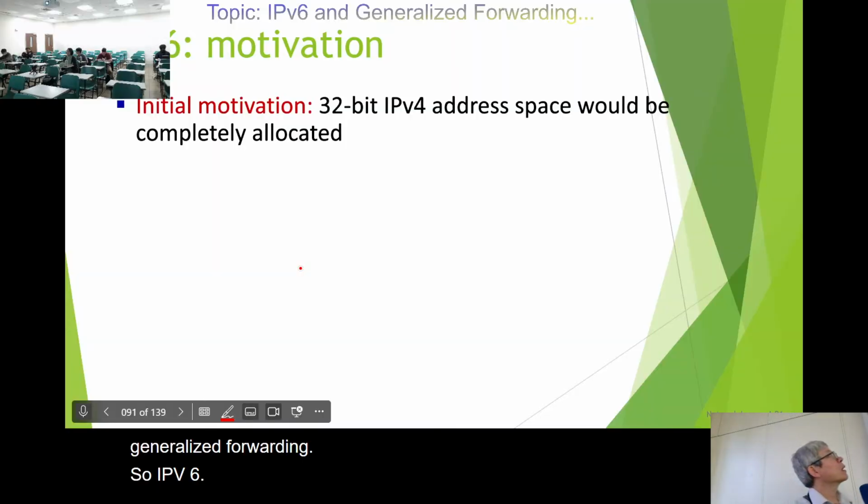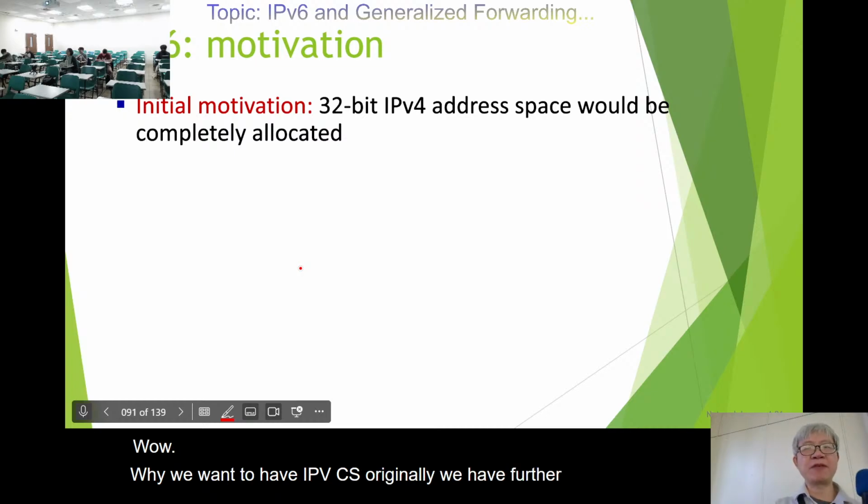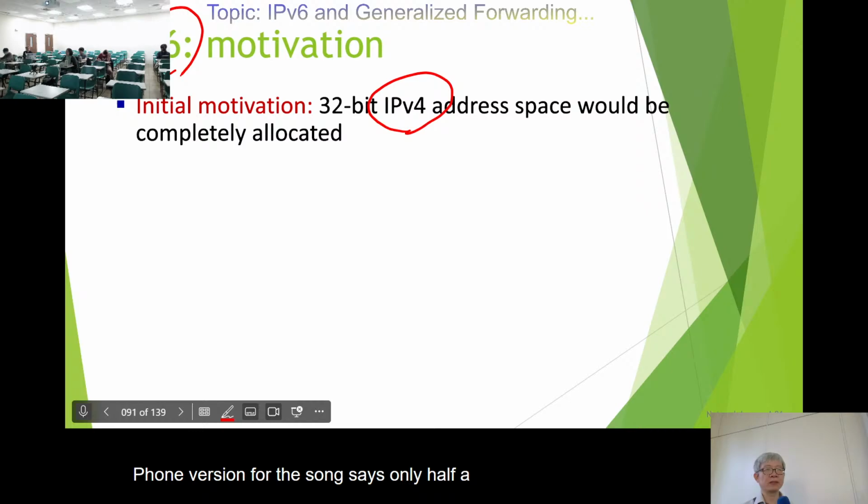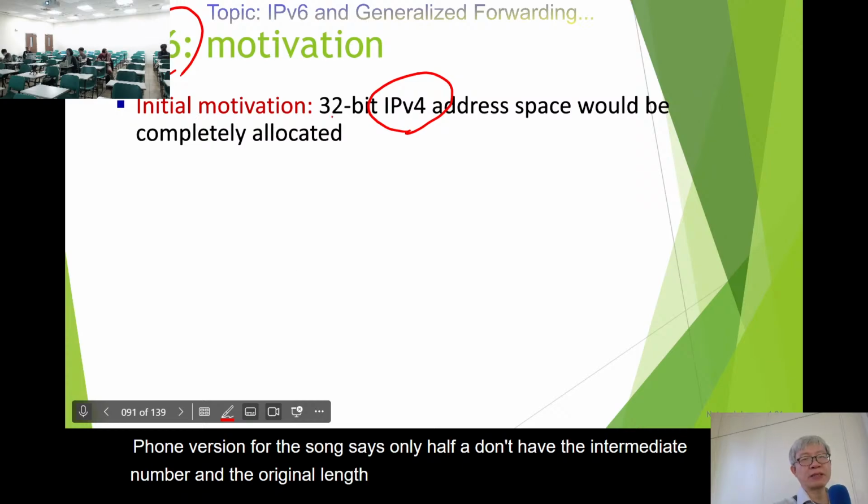And today we will have the discussion about IPv6 and generalized forwarding. Well, why do we want to have IPv6? Originally, we had the version IPv4. From version 4 to version 6 only, we don't have an intermediate number.